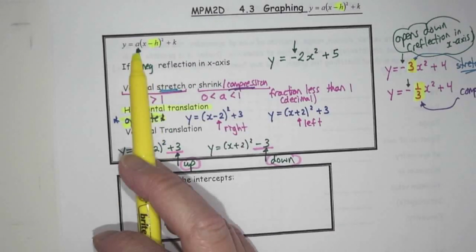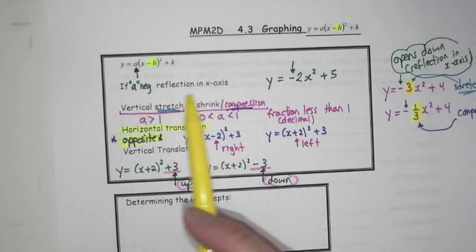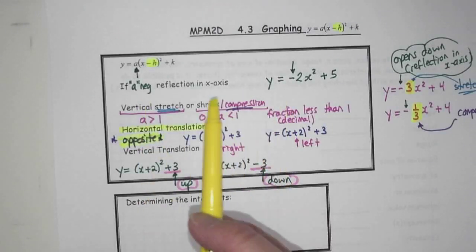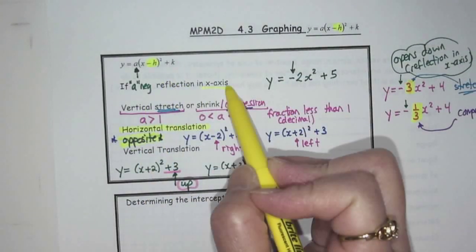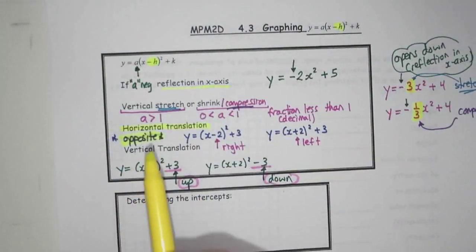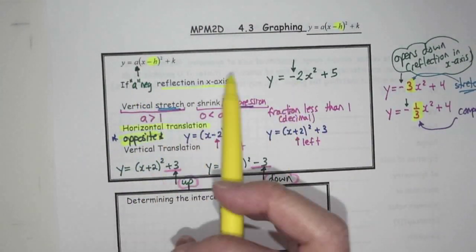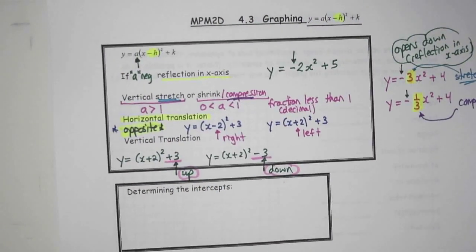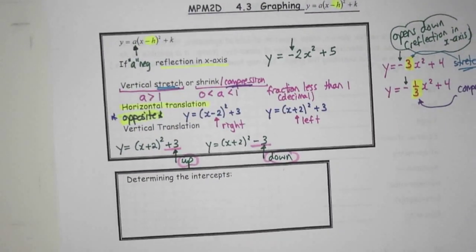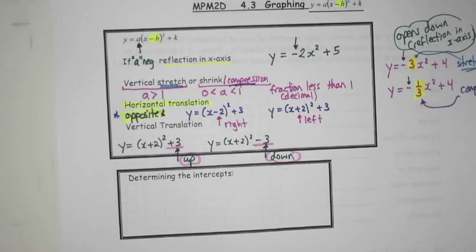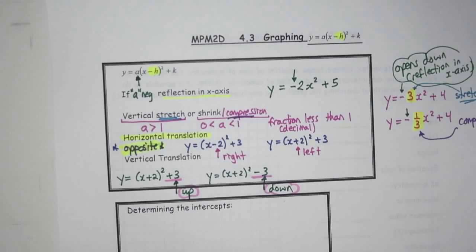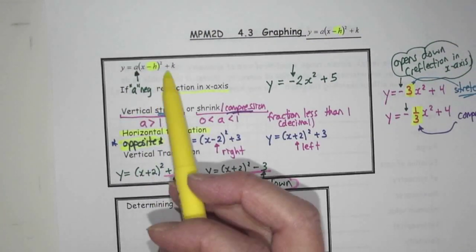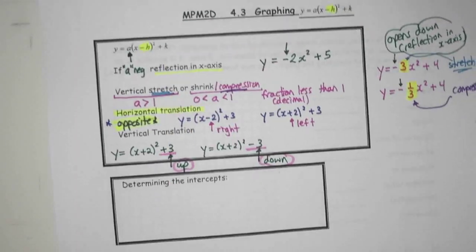Here, you're looking at the a value in front. You look at the negative or the positive. If it's negative, it opens down, so it's a reflection in the x-axis. If it's a positive, it opens up. You take the a value, and you're going to use the step pattern for that. Okay, so now we've kind of got it all established. So these are the parts of the y equals a (x - h) squared plus k formula.